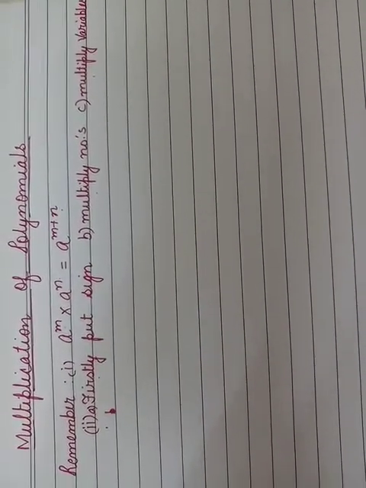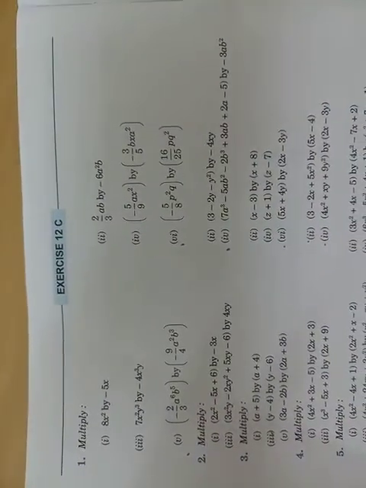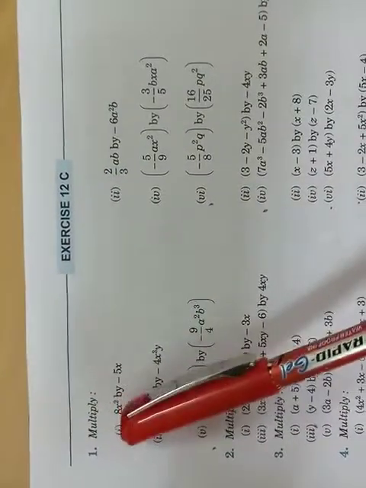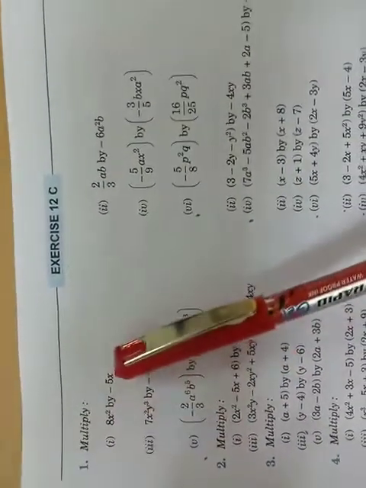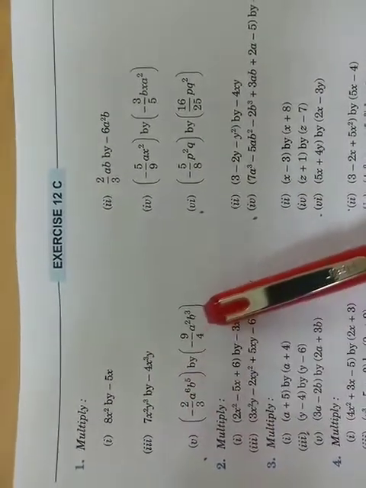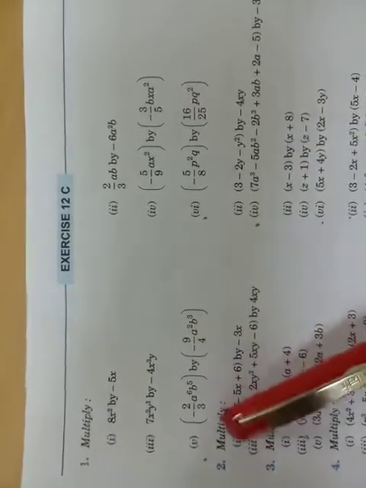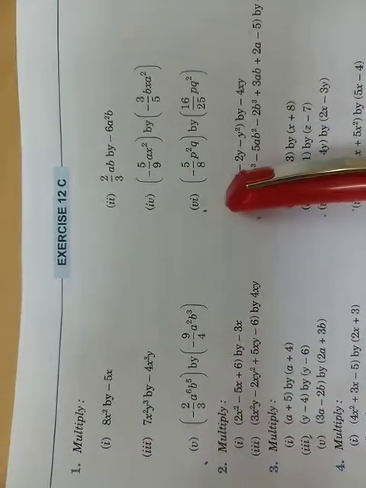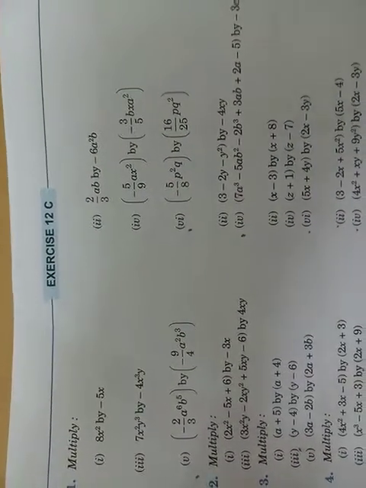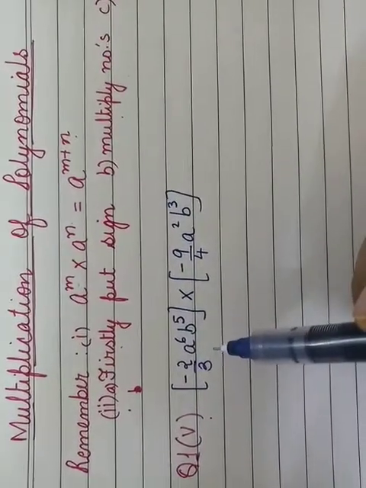Now we start with exercise 12C. Exercise 12C, question number 1, multiply. So we are given two monomials and we have to multiply these monomials and get the product. I do question number 1, fifth and sixth part, for you, and the rest you can do on your own. Question number 1, fifth part.